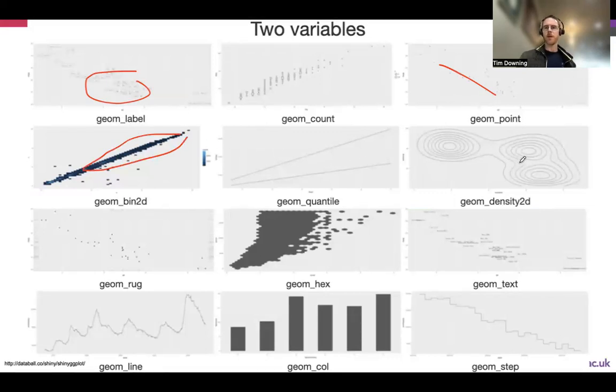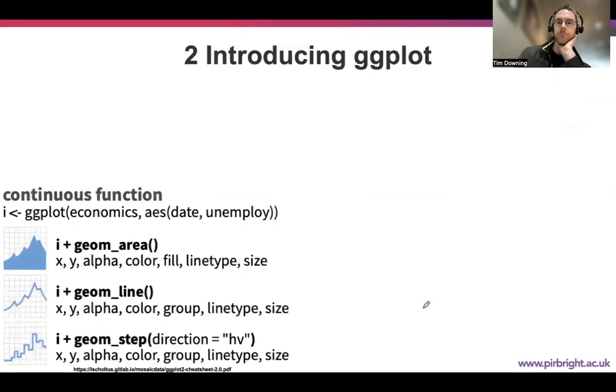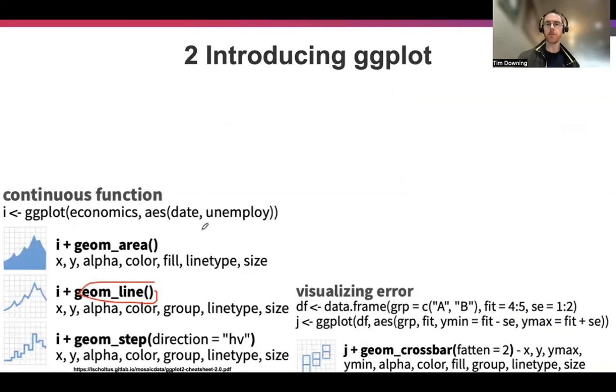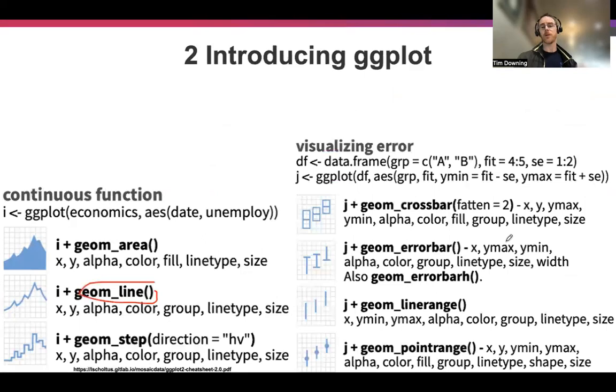Quantile plot here, density plot here, text plots here, text added here. There's very many different options, as you can see. There's continuous functions as well. So we'll use line to visualize distributions that are talking with each other. And then we can also do things like visualize error as well. And there's really diverse options here.